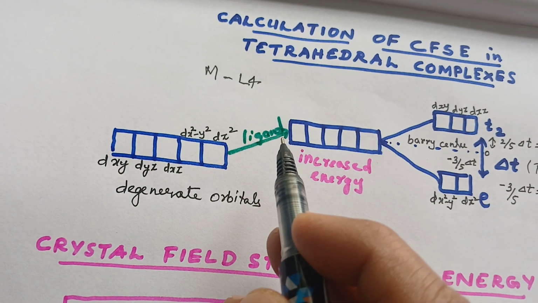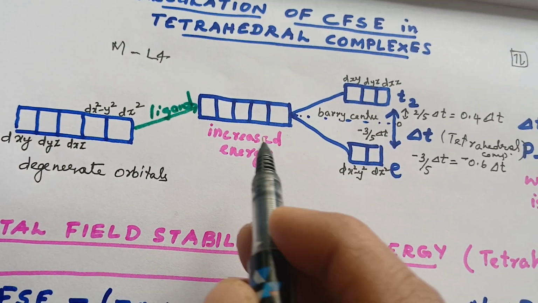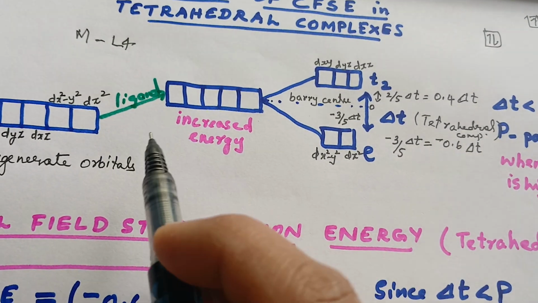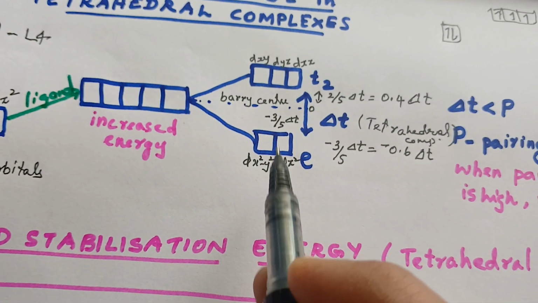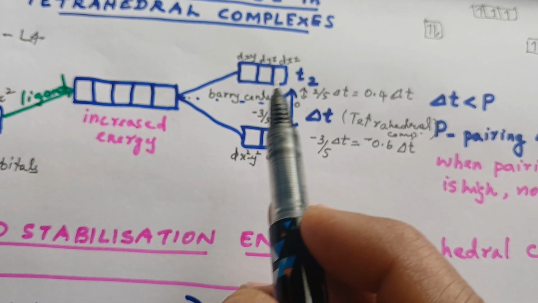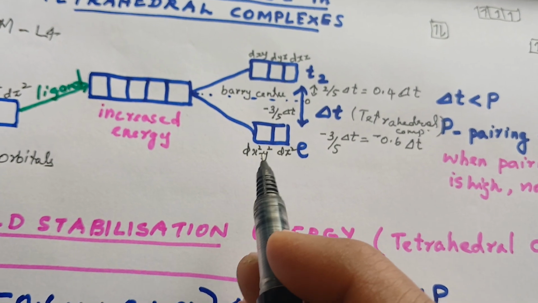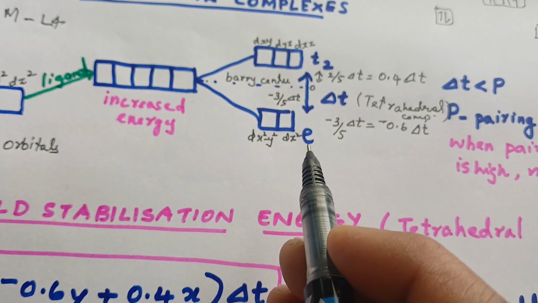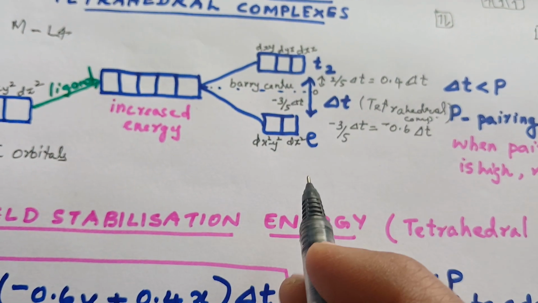When a ligand approaches these orbitals, they get an increased energy. Their energy increases and all of them will have the same energy. Then under the influence of that ligand, they split into two sets of orbitals: dxy, dyz and dxz going to a higher level, that is the T2 set, and dx square minus y square and dz square coming to a lower level, that is the E set. So they split into two sets, T2 set and E set.